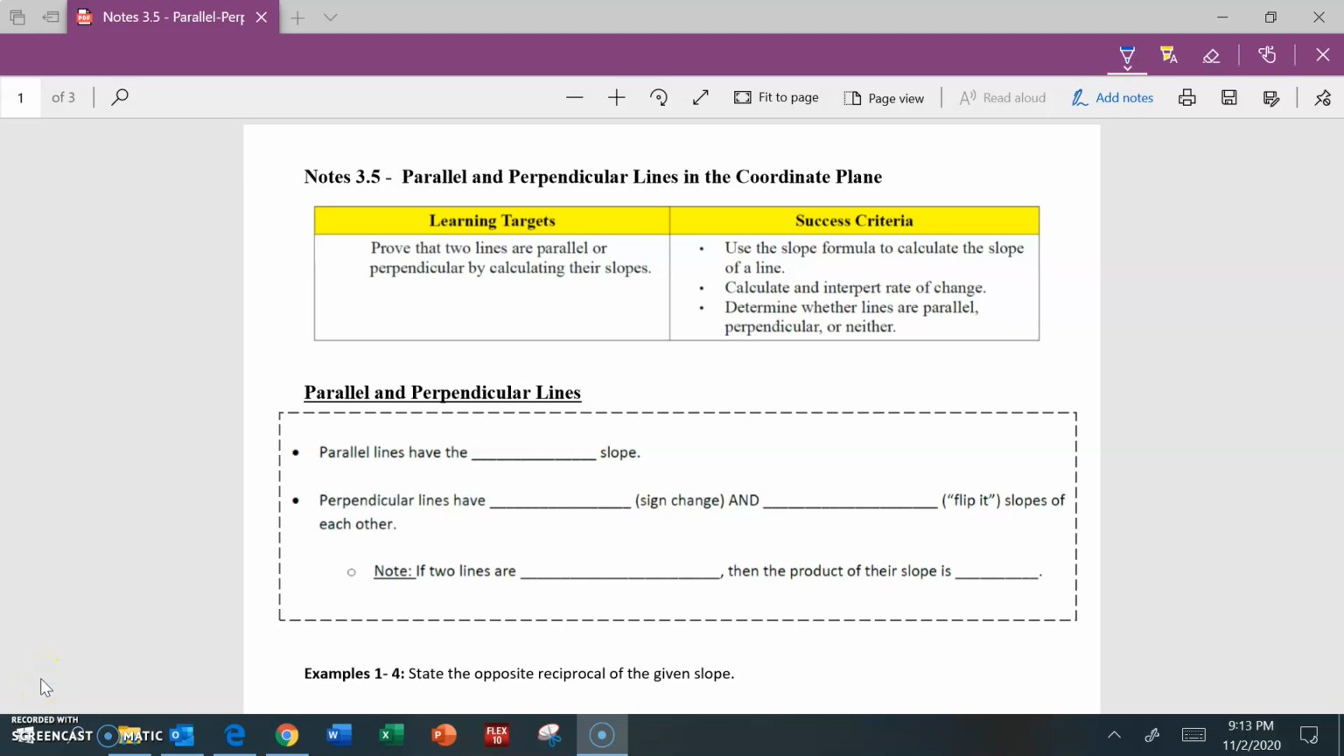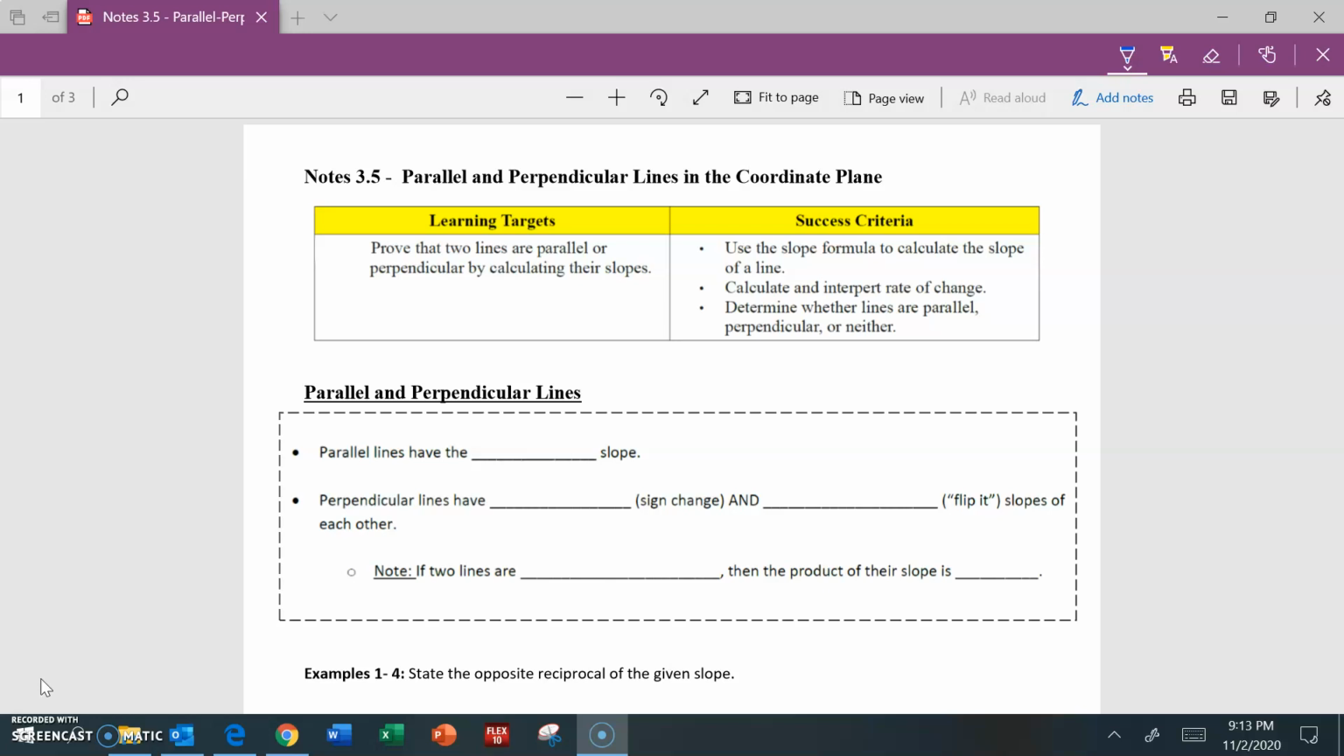If you have not previously checked your examples from the introduction to 3.5 notes that we started in class on Friday, the answer key is posted in Canvas in this module. So make sure that you do that first because you're going to need that same point slope formula for what we're going to do today.